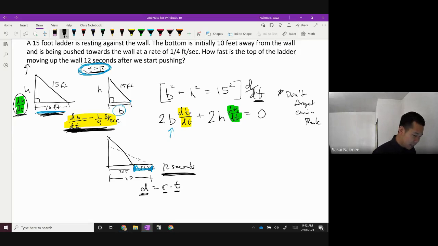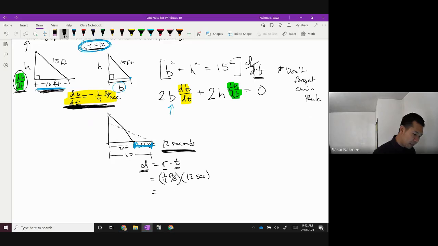The rate at which this ladder is getting closer and closer is 1/4 feet per second, right? How long has it been traveling for? It's been traveling for 12 seconds. That means that the distance that this thing has traveled is 3 feet. And that 3 feet is this part right here. That's what you find out from there. So 3 feet does not go in for the base. 3 feet tells you how far the ladder has traveled from here to here. But remember, the base is the distance that the ladder's base is from the wall. So that being 7 feet, that's what your base is in this case.